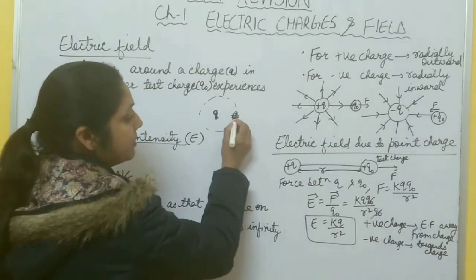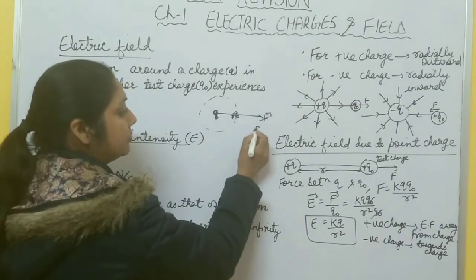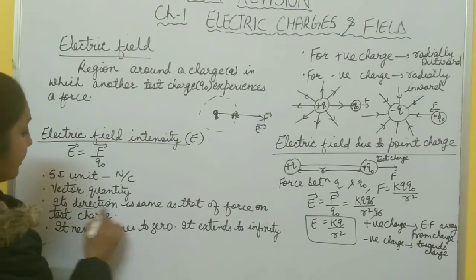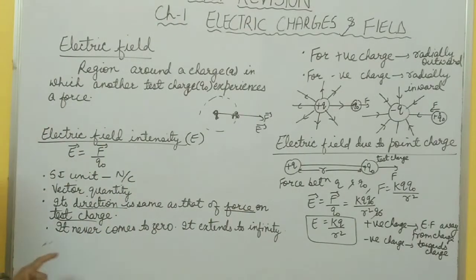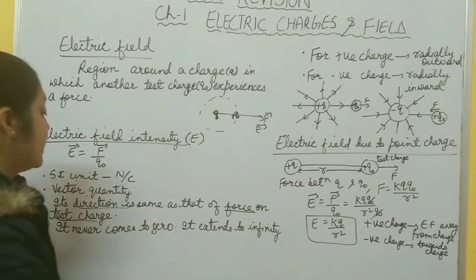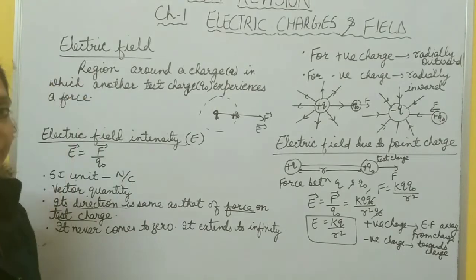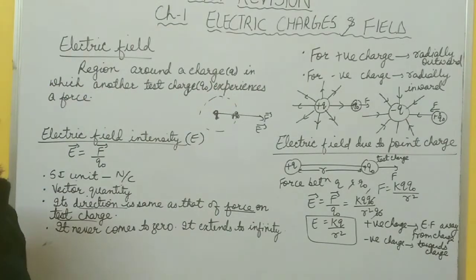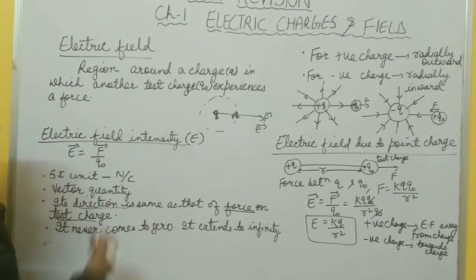Along this direction, suppose, right now. So electric field direction is also along this one. Direction of electric field is the same as that of force on the test charge. It never comes to zero. It extends to infinity. It means electric field never comes to zero. We'll draw the graph after deriving the formula for electric field intensity for a point charge. Okay, so it becomes clear when I draw the graph.